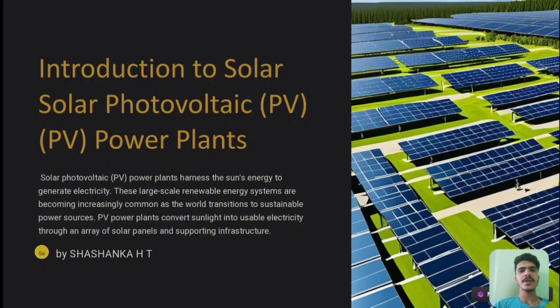Today we are going to explain the introduction to solar photovoltaic power plants. Solar photovoltaic power plants harness the sun's energy to generate electricity. These large-scale renewable energy systems are becoming increasingly common as the world transitions to sustainable power sources. PV power plants convert sunlight into usable electricity through an array of solar panels and supporting infrastructure.